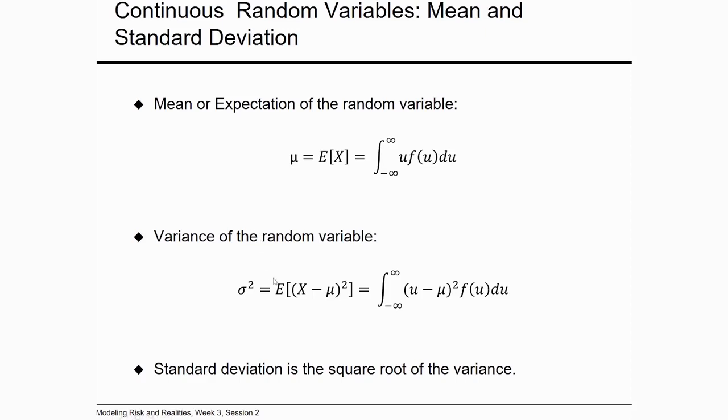What is variance? Variance is the expected value of how the random variable deviates from the mean squared. So, in this case, we take the value of a random variable u, subtract it from mu, square the difference, and multiply it by the density function corresponding to u. And we integrate from all possible values of u from negative infinity to positive infinity, and this gives us the variance. And the standard deviation is nothing but the square root of the variance.